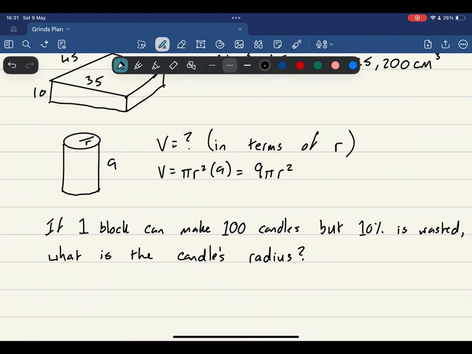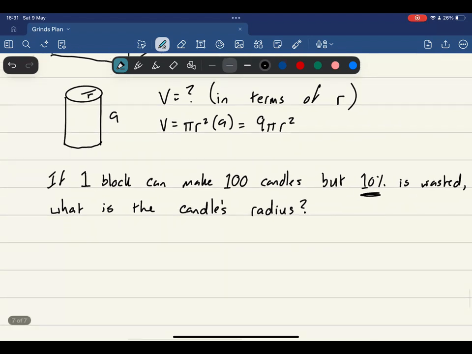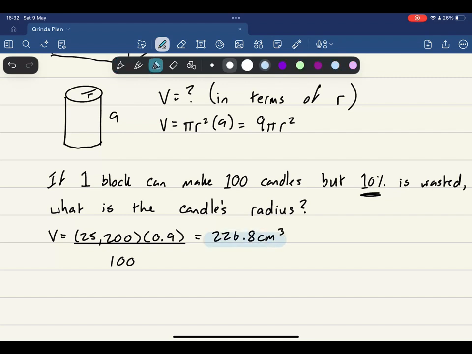If one block can make 100 candles but 10% is wasted, what is the candle's radius? So we know 10% is wasted, so only 90% is actually usable. To find the usable volume, we're going to do 25,200 times 0.9 to get 90%, and then divide that by 100 because we're finding each candle and there's 100 candles. That will give us 226.8 centimeters cubed. So this is the volume for each candle, but we also know this is the volume for each candle.